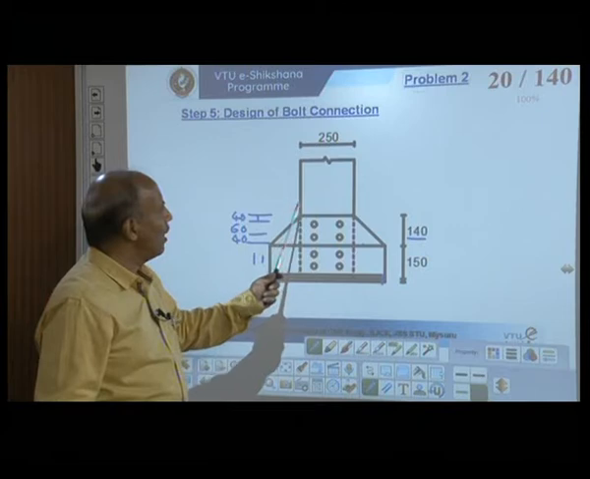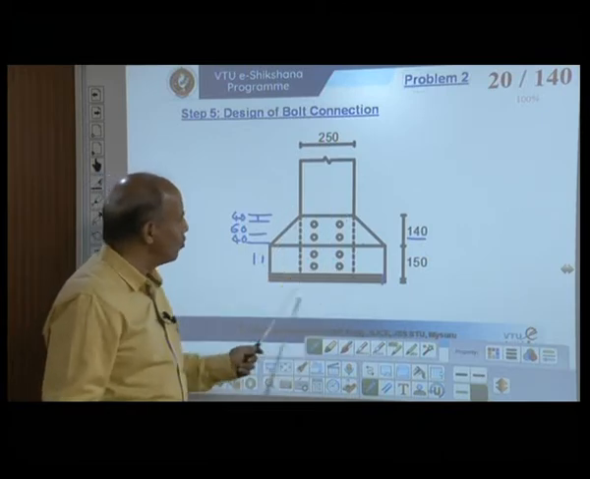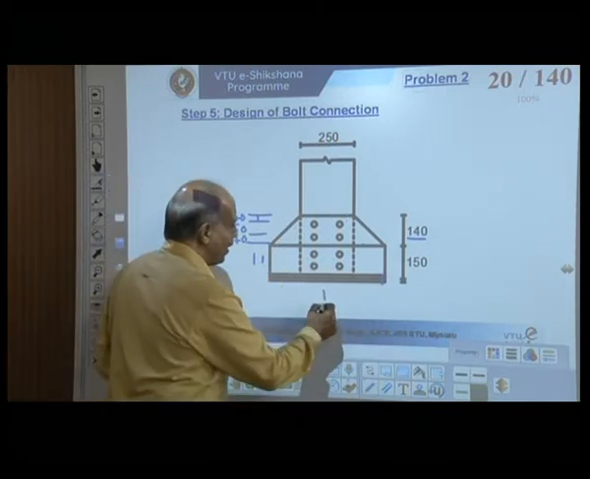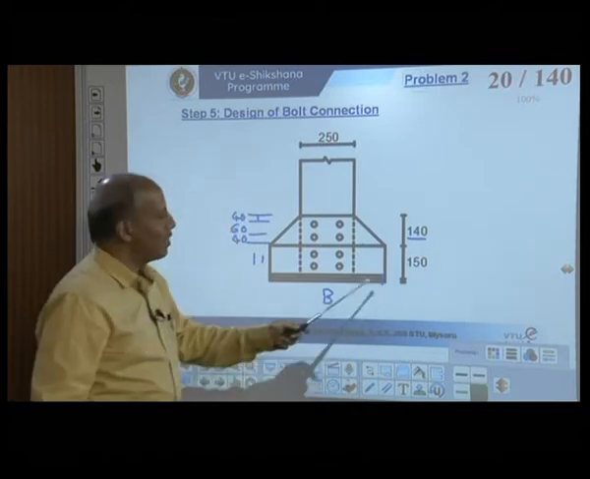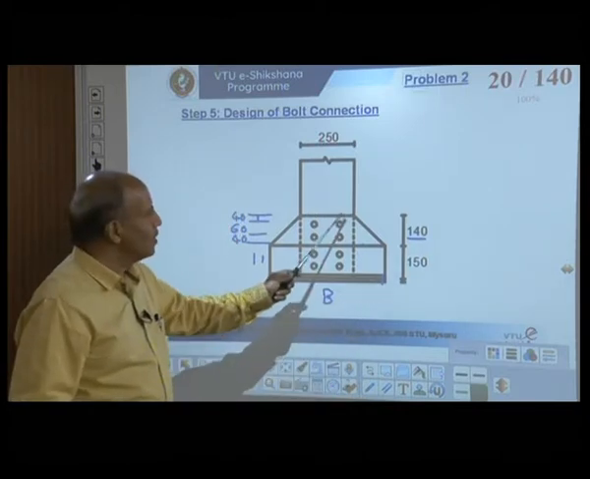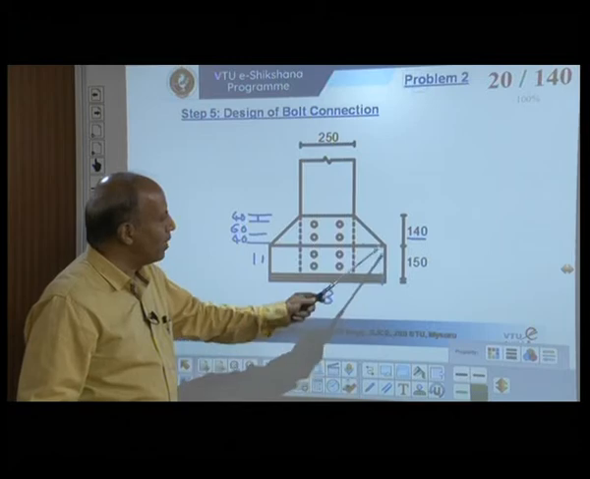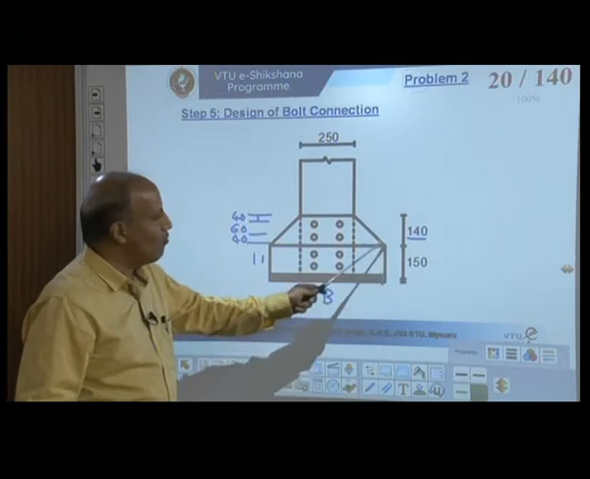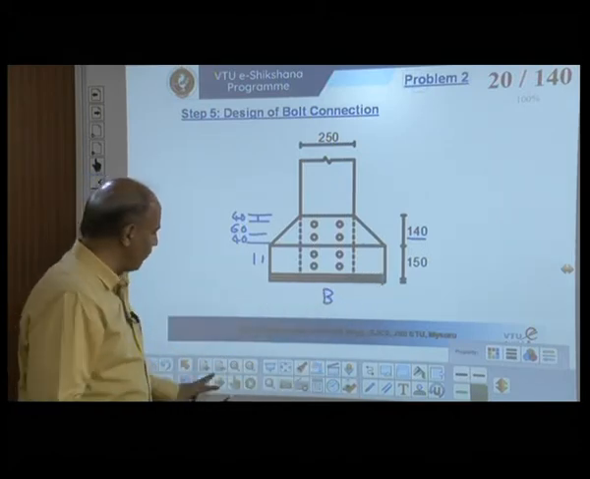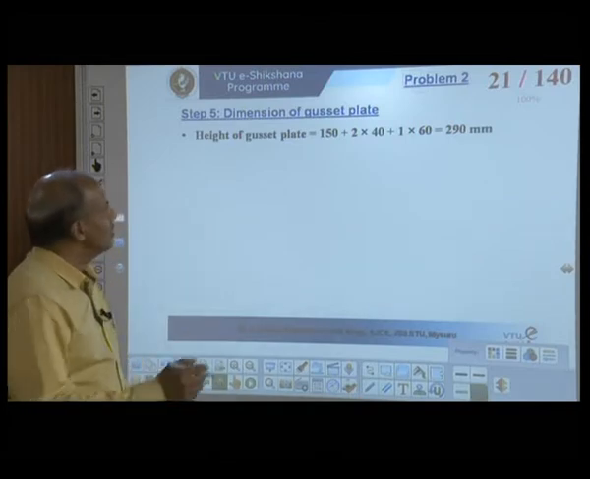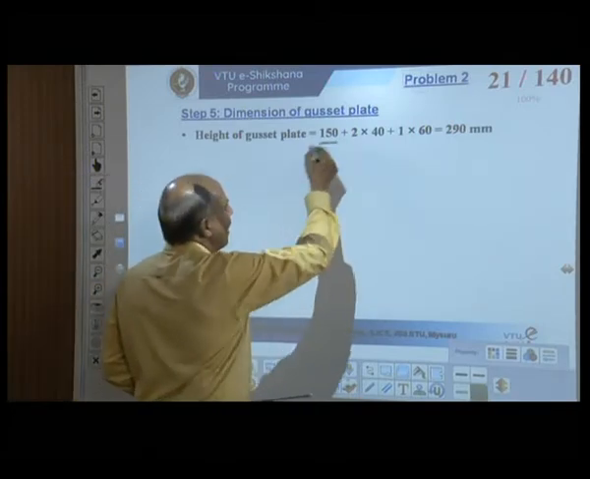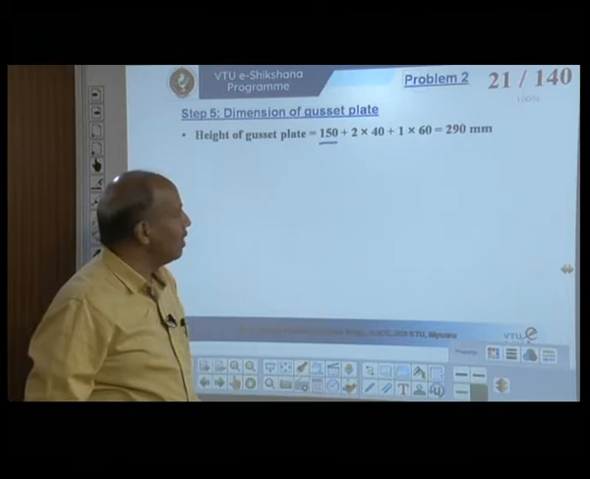So from a width of 250, to the width of the plate, that would be the B, that is the width of the slab base. Anyway, we just bring it down to the edge, to a height of 150, and that is what we are saying here. So that means the height of the gusset plate at the edge would be the height of the gusset angle, 150.